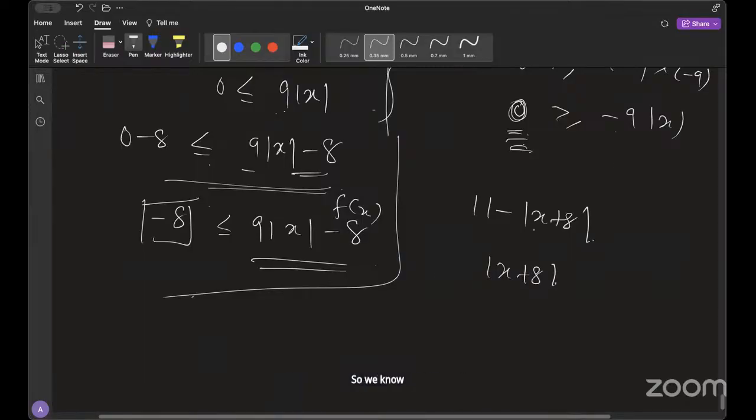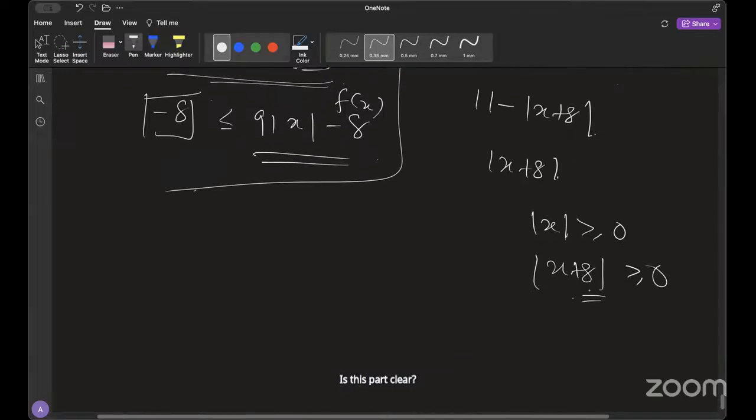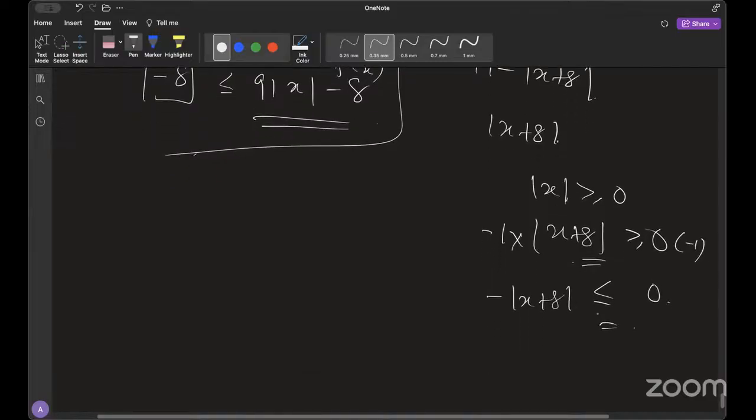We know that this one's a little tricky because of a negative sign. We know that this is always greater than 0, right? And similarly, mod x plus 8 is also always greater than 0. Is this part clear? Yes, ma'am. Okay. Now, if you multiply with minus 1 on both sides, the inequality is going to change. So it will become this. Is this fine?